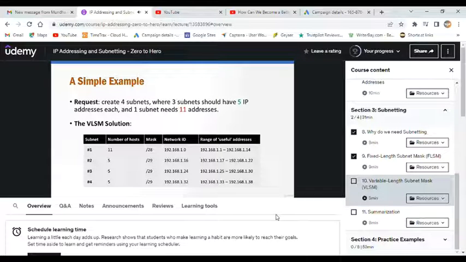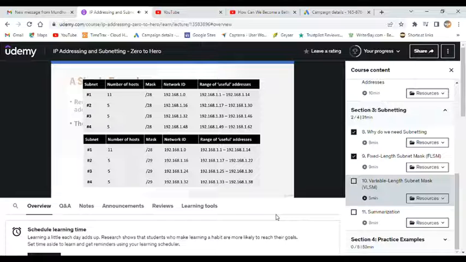Let's compare our VLSM result with the FLSM result. This is FLSM and this is VLSM. When you look at the last IP address we used in the fourth subnet for FLSM, it was 192.168.1.62. And the last IP address in the fourth subnet when we used VLSM was 192.168.1.38. So this shows you how many IP addresses we saved only by using the VLSM technique.